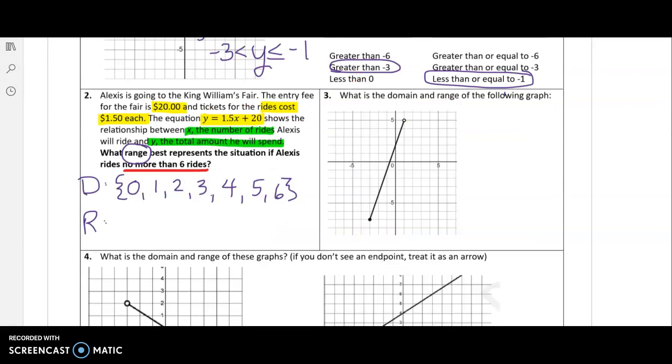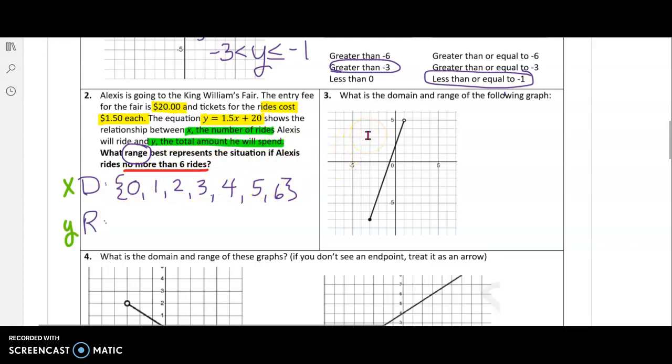Okay, looking at problem number 2, in this particular problem, you have Alexis who's going to a fair. It costs $20 to get in, and the rides are $1.50 each. They gave us a wonderful equation there, y equals 1.50x plus 20 for $20. X is the number of rides. So keep in mind domain is x and range is our y's. So our domain is literally 0, 1, 2, 3, 4, 5, 6. And we stop at 6 because it says at the very bottom, you can see underlined in red, that she cannot ride more than 6 rides. So the least she could ride is 1 and the most she could ride is 6.